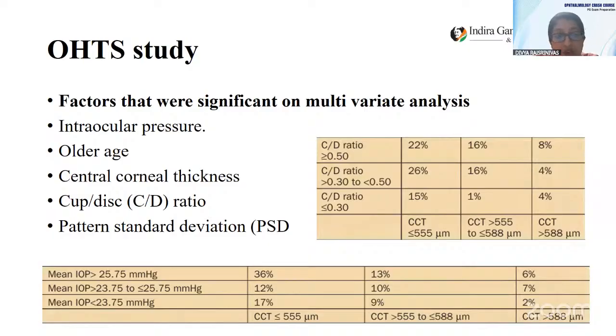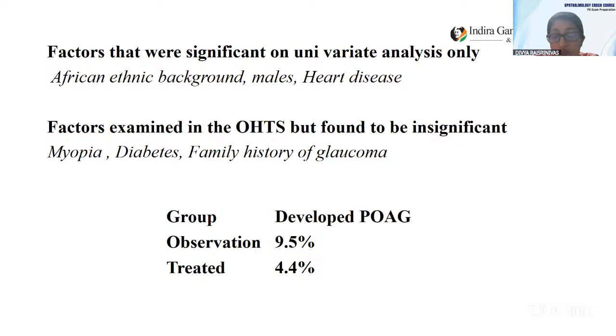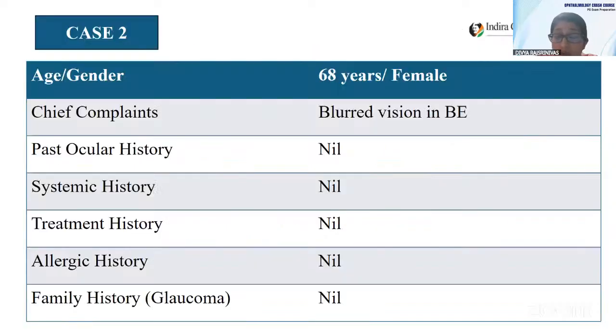These include raised baseline intraocular pressure, elderly age groups, thinner CCTs, large CD ratio, and greater pattern standard deviation. Factors which were examined in the OHTS study but found to be insignificant were myopia, diabetes, and family history of glaucoma. At the end of the study, they concluded that the group which was kept under observation had a higher risk of converting into primary open-angle glaucoma than the group which was treated with anti-glaucoma medications. So now coming to our case 2.